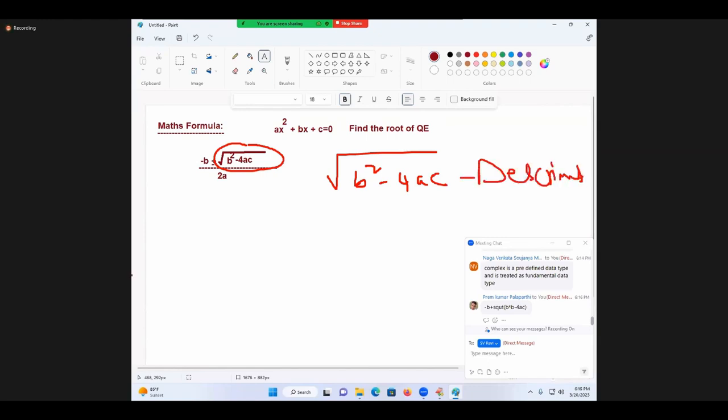This discriminant value may be greater than 0. If the value you are computing is greater than 0, then what do we say? Roots are real and distinct. This is all school-level mathematics knowledge. Roots are real and distinct.